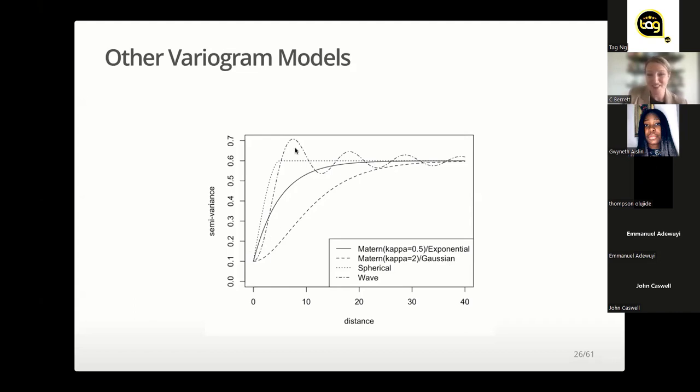And then I just think this wave one is kind of fun to think about when we might see dependence increasing and decreasing and then increasing and then decreasing. I think it would occur in like temperature measurements that don't account for elevation or something. We don't really see it that often. I just think it's fun to look at. Okay.